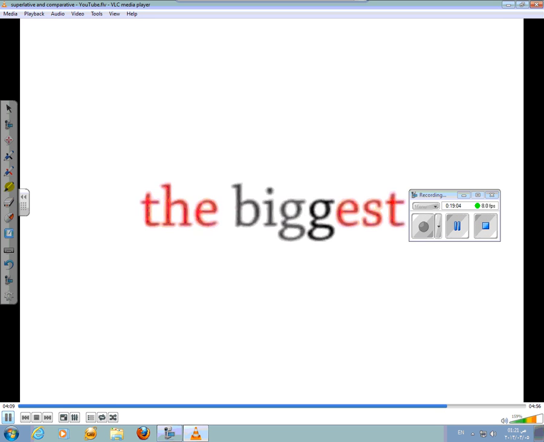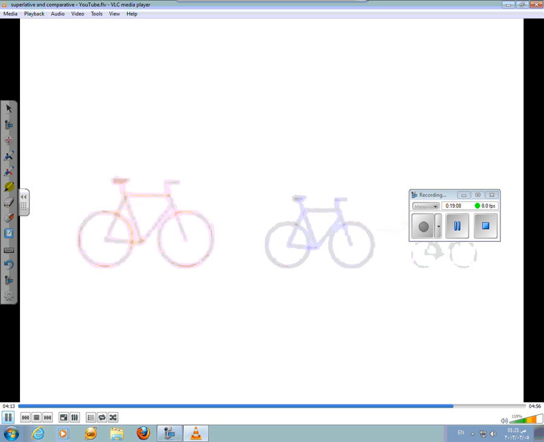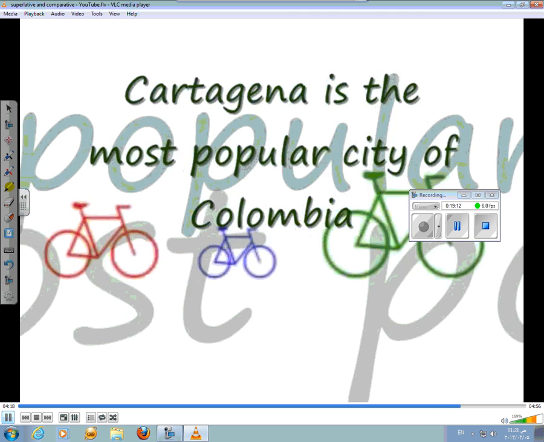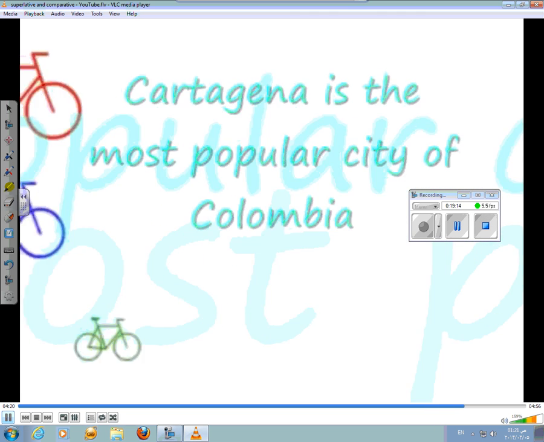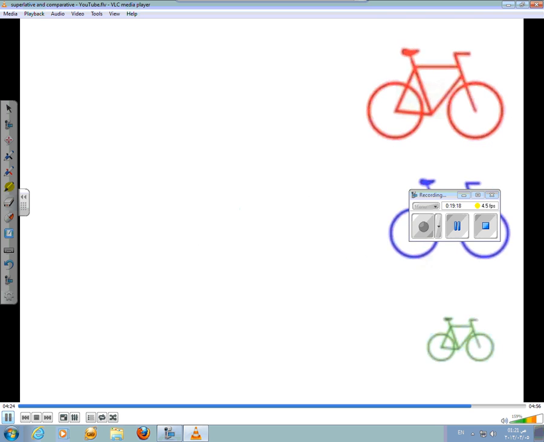Superlatives. The biggest, the smallest, the fastest. The red bike is the biggest. The blue bike is the smallest. The green bike is the fastest.